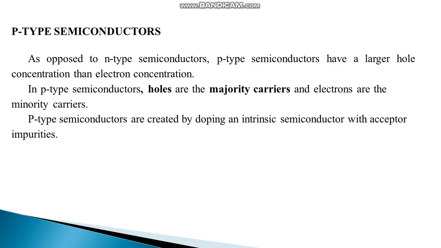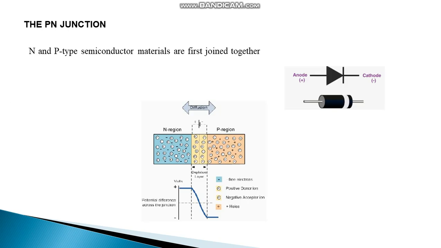P-type semiconductor. As opposed to N-type semiconductor, P-type semiconductor has a larger hole concentration than the electron concentration. In P-type semiconductor, holes are majority carriers and the electrons are the minority carriers. P-type semiconductors are created by doping an intrinsic semiconductor with acceptor impurities.